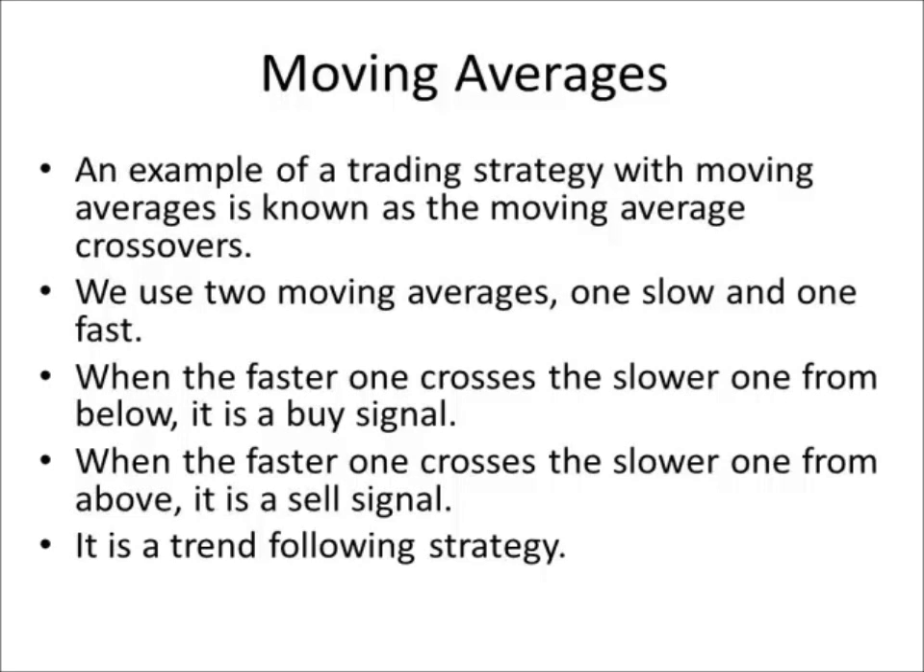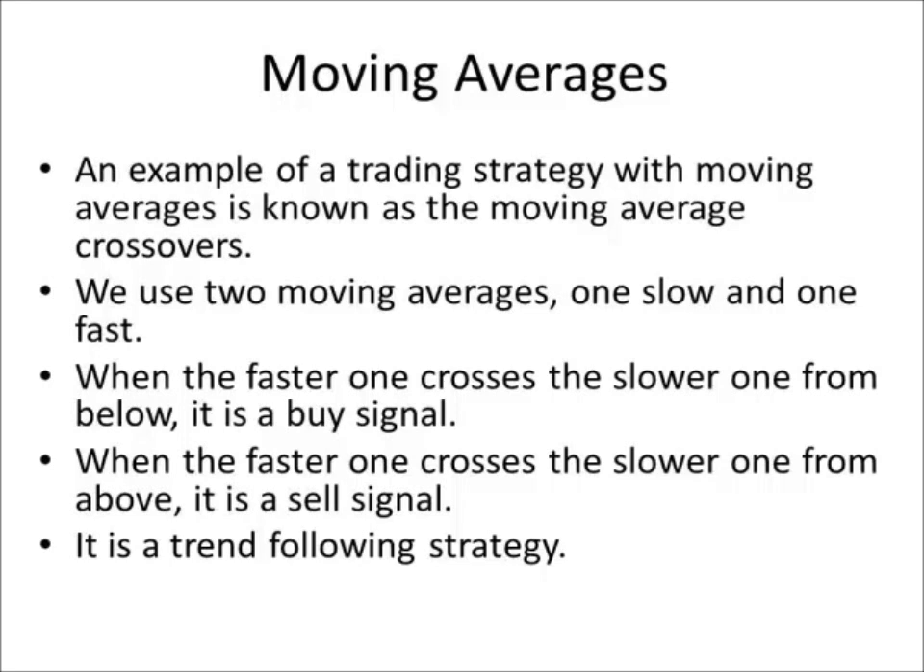And conversely, when the faster one, the 5-day one, is above the 20-day and then crosses it to end up going below, so it crosses from above to go below, that is a sell signal. And this is the moving average crossover strategy. Essentially, it is a trend following strategy. It is used to identify when there's a change in the trend and to buy when the trend goes upwards, sell when the trend goes downwards. Again, fairly simple strategy. In practice it can work reasonably well.